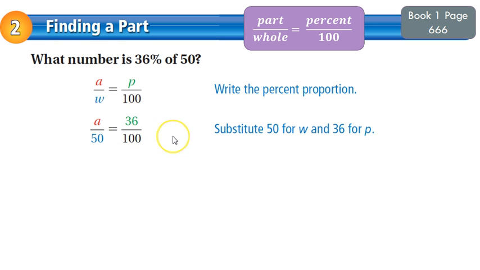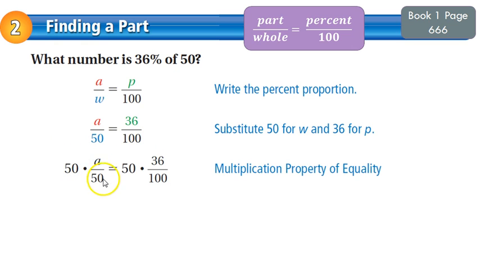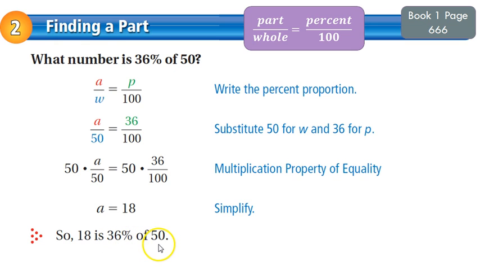Let's see if we can confirm that answer using the same thing we did in the previous example by multiplying both sides by 50 to isolate the variable. In the previous example, we had the percent missing, so we multiplied by the opposite of the denominator. In this case, multiplying both sides by 50, it cancels out the 50 on the left, and we get a resulting equation we have to solve. Please use a calculator to help you with this. 50 times 36 is 1,800, divided by 100 is 18. So 18 is 36% of 50.